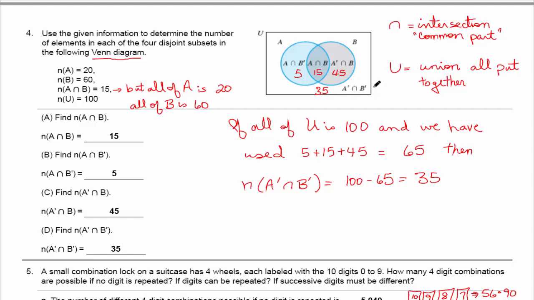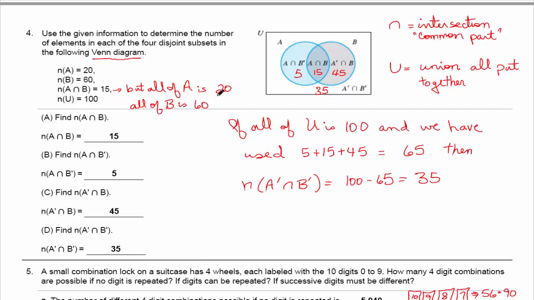So, what do they tell me? They say the number of things in A, so all of A, is 20. But if I look and I see the part in the intersection is 15, so if the little piece in here is 15 and all of A has 20, then this little piece has got to be a 5. And if B has 60 all in it and the little piece in the middle is 15, then the piece out here has got to be 45.